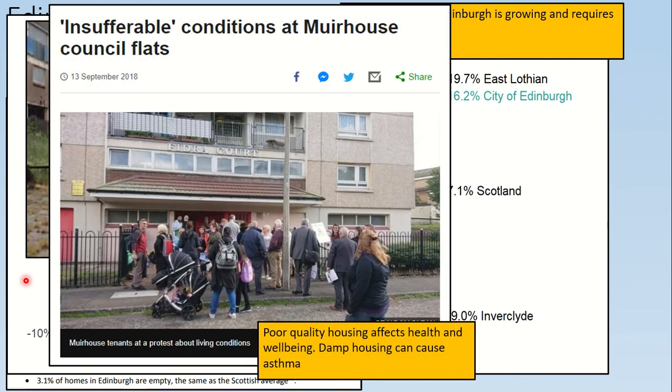As you can see here in this headline, the insufferable conditions in the Muir House Council flats, as reported in the article. This can affect the health and well-being of people living in houses. Edinburgh has a need for housing change, not just because some areas are less desirable because there is a concentration of poverty, but also because the buildings themselves affect our health and well-being. As you can see here, damp housing can cause asthma.